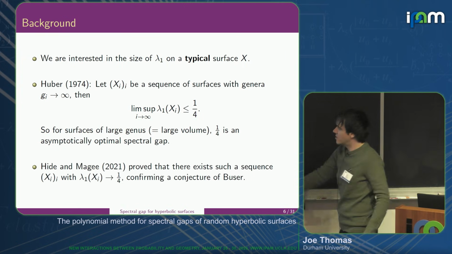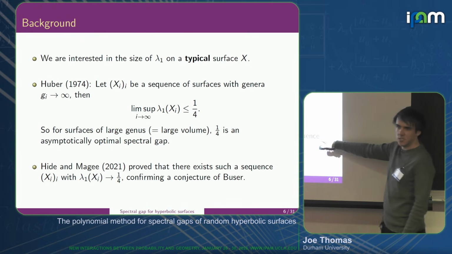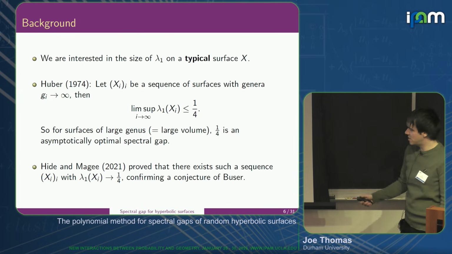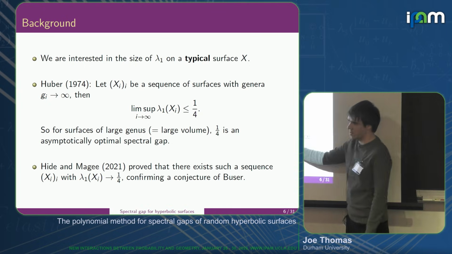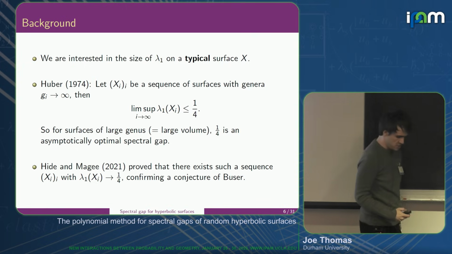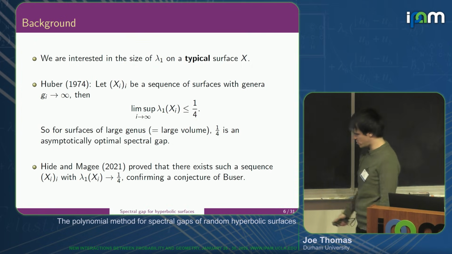And it took us a very long time, until 2021, for a result of Hide and McGee to actually prove that there exists a sequence of surfaces where this lambda 1 does actually go to 1/4. We still don't know an explicit construction of surfaces with this property. This is a probabilistic construction. So it's a big open question: what is an actual explicit sequence with this property?